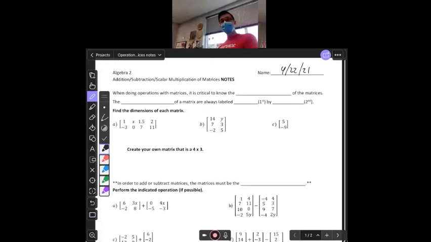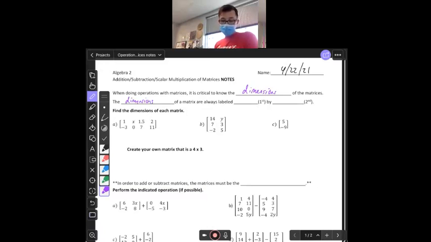So when we look at matrices and we want to do operations on them, like adding, subtracting, and multiplication, what's really important is that you have to know how big the matrices are. Okay? So it's critical to know the dimensions of the matrix. That's something we talked about on Tuesday, how to look at the dimensions of a matrix. Just as a refresher, okay?